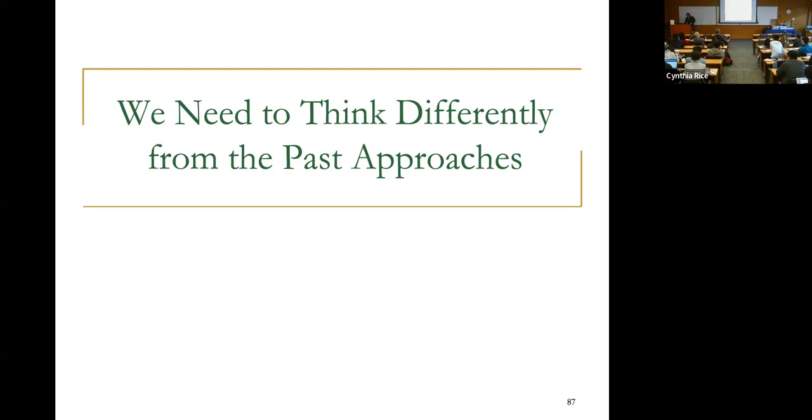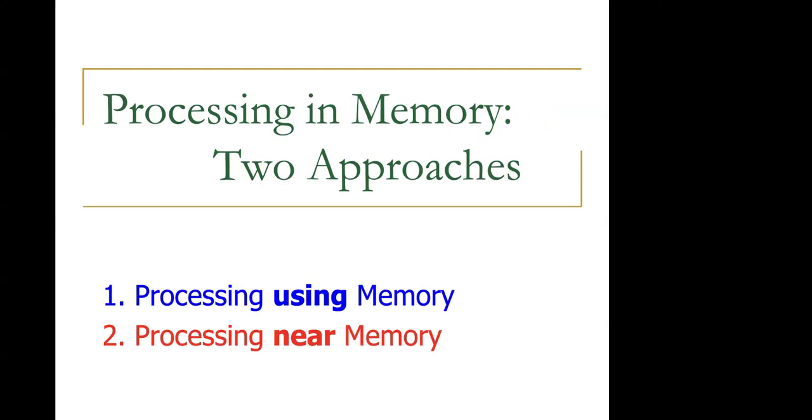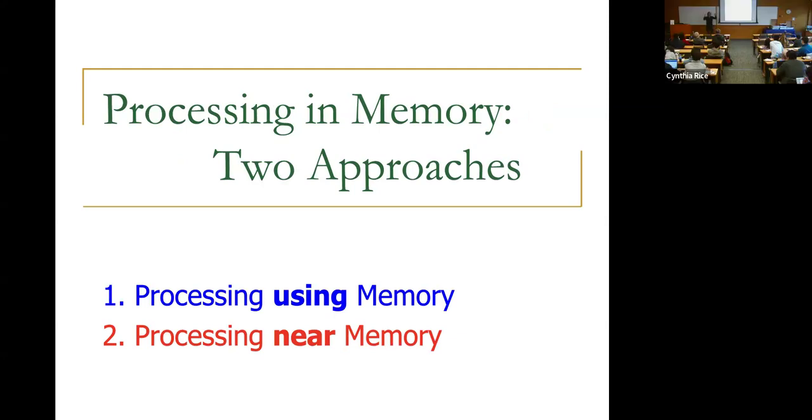Okay, so I will argue that we need to think differently from past approaches. Now, I'm going to define some terminology. I'm not going to define a lot of terminology, but there are two ways of doing processing in memory. This used to be called logic in memory in the past, but these two are fundamentally different. So you have processor and you have memory. Processing near memory says, get the processor or logic closer, closer, closer, such that at some point it's coupled with memory. But still, memory is memory. It stores data. Logic is logic. It operates on data. So there's some distinction between these two.